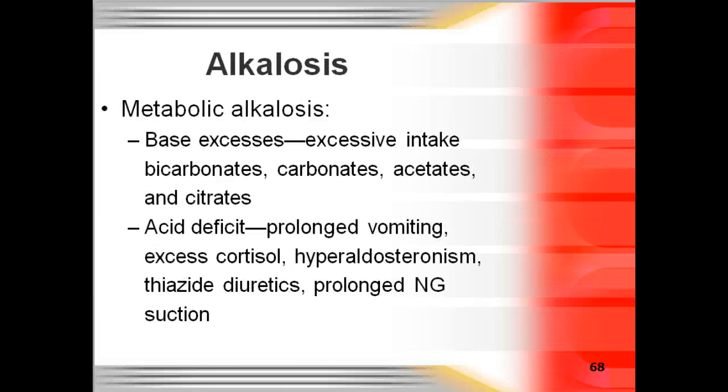So going into metabolic alkalosis, when you have metabolic alkalosis, you have an increase in the base. So you have an increase in bicarbonate, and what they call an acid deficit, which means you don't have enough acid. This can occur when a person has prolonged vomiting. A person can have excess cortisol, hyperaldosteronism, thiazide diuretics they may be taking, and prolonged NG suctioning.